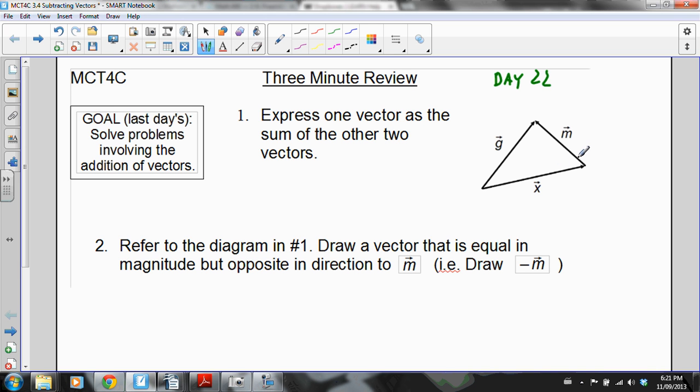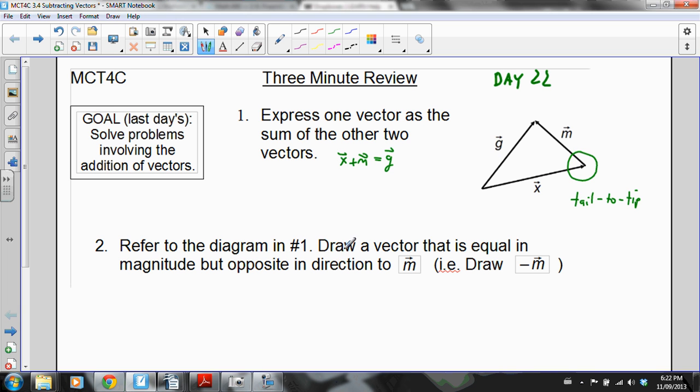And the rule is we write them tail to tip. Right? Tail to tip, right there, tail to tip. So these two have been added, x plus m, and that's equal to g. Done. Next. That was tail to tip. That's why we chose it that way.